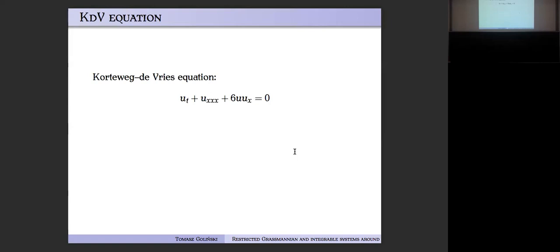So now, according to the KdV equation, probably the most popular integrable system, the idea of application of the Grassmannian here is that the solutions of the KdV flows are on some part of the restricted Grassmannian, not from every point. One needs to consider some subset. Okay, those are details I will skip.